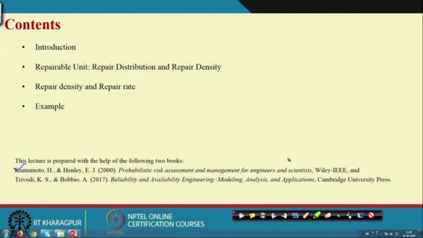So, if you do not have this book, please get it and go through the relevant pages, and I am sure you will be able to understand it, even if you do not fully understand in this class, but I will try my best to make you understand.